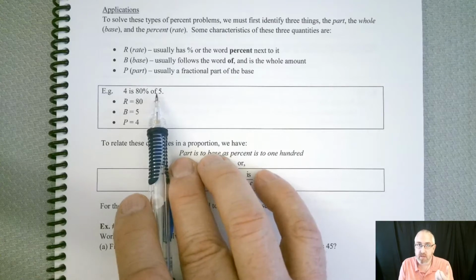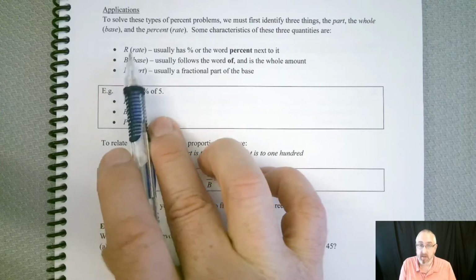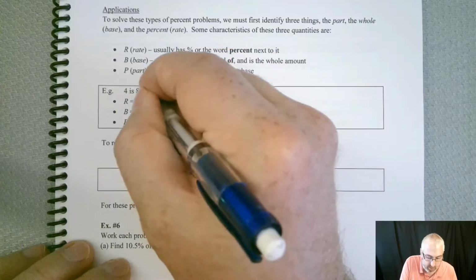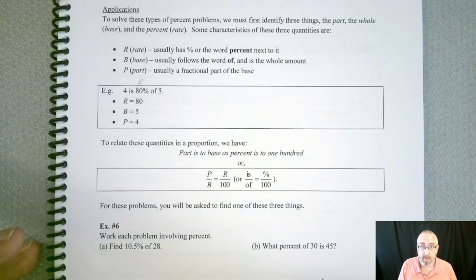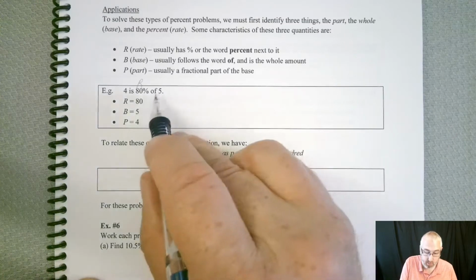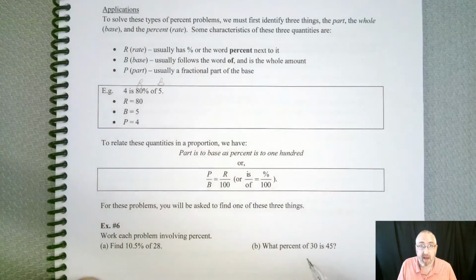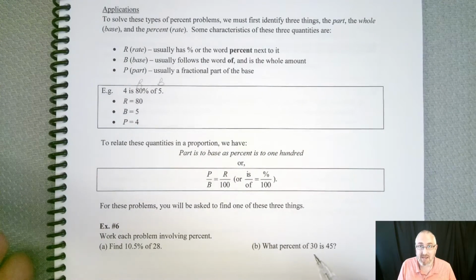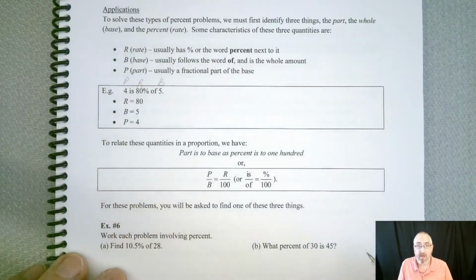So the first thing that I always recommend is to identify the rate, so R in this case. So R is this 80%. So that's done. The next piece to identify is the base. So that's your B, and that follows the word of. So here's your of, so that means that this is going to be my B. And then by default, the last piece has to be your part. So, you get a P.